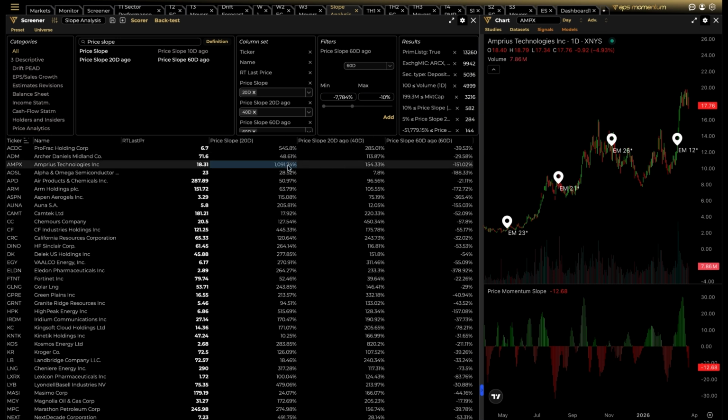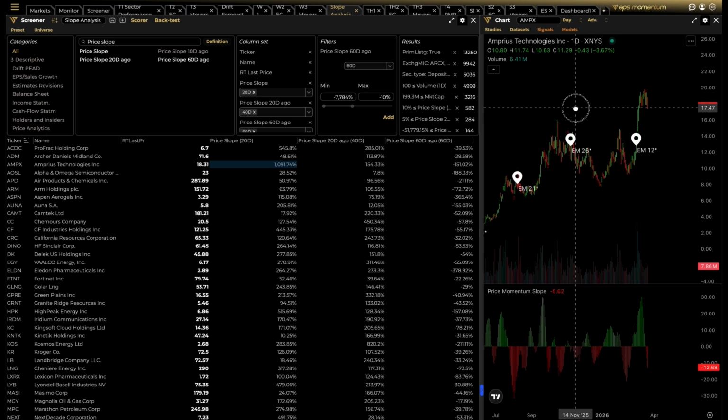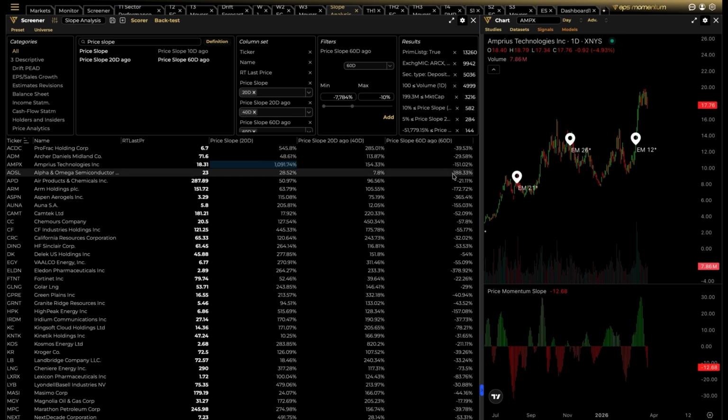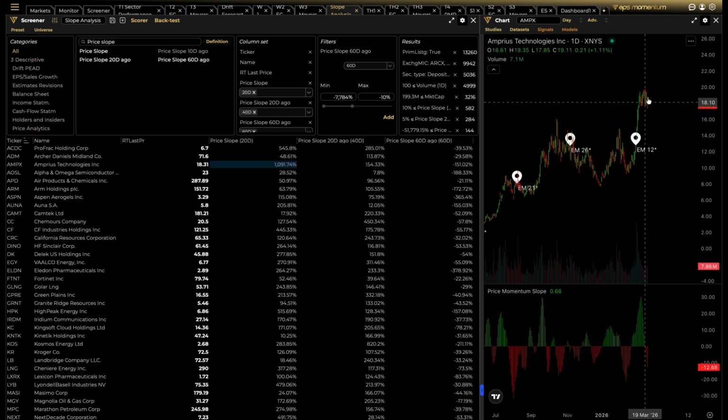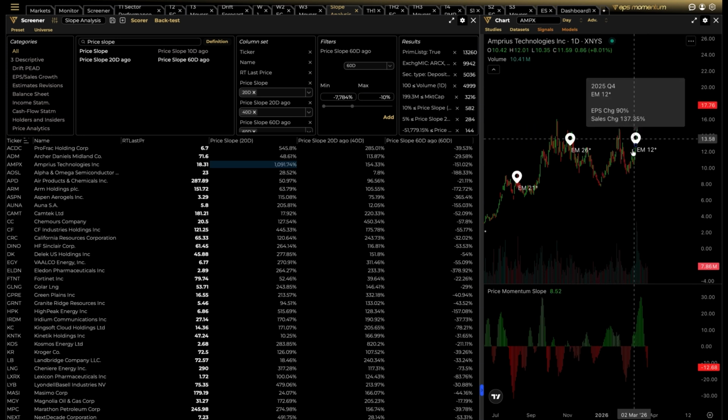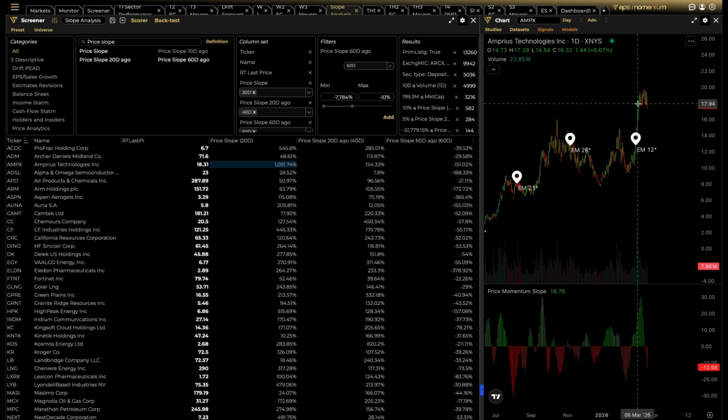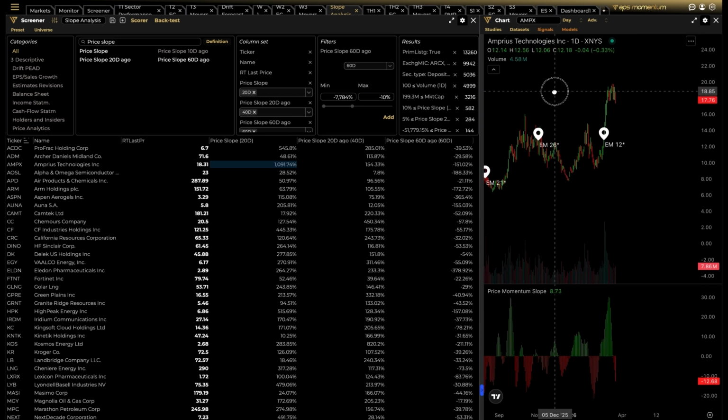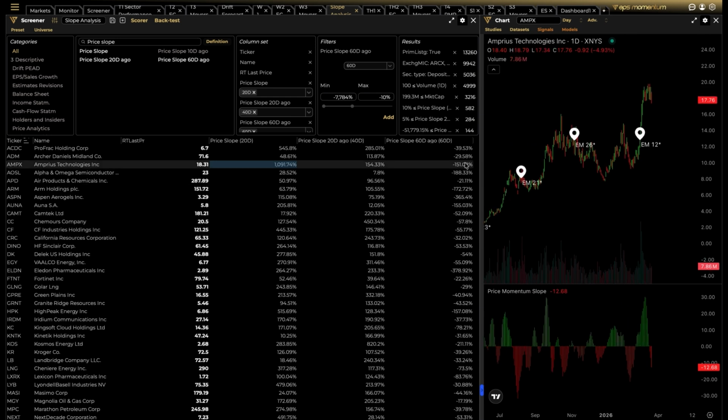Let's take AMPX as an example. 60 days ago, the trend was clearly negative, around minus 151%, then 20 days ago it turned positive, around plus 154%, and now the current slope is extremely strong, we're at plus 1,000%, so this is a clean V-shaped recovery, from a downtrend into strong upside acceleration. This is exactly the type of setup I'm trying to find with slope analysis.